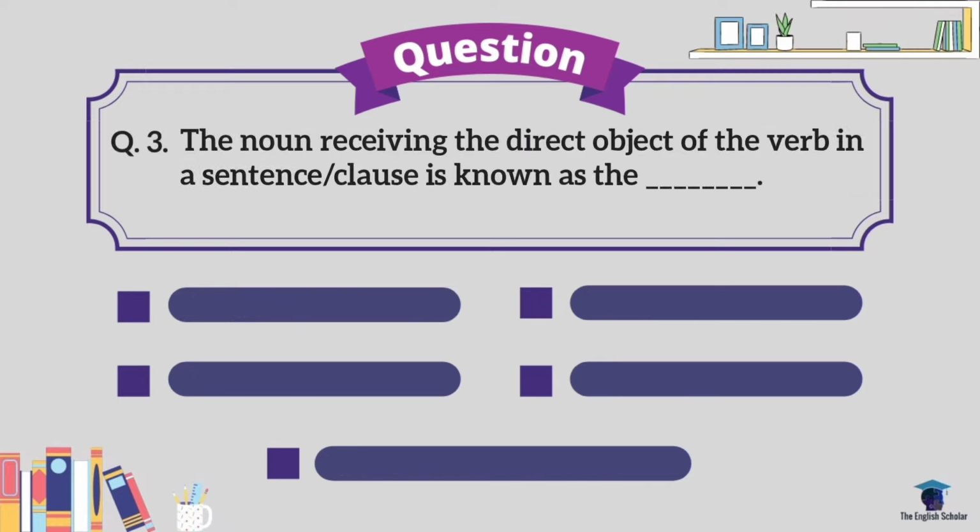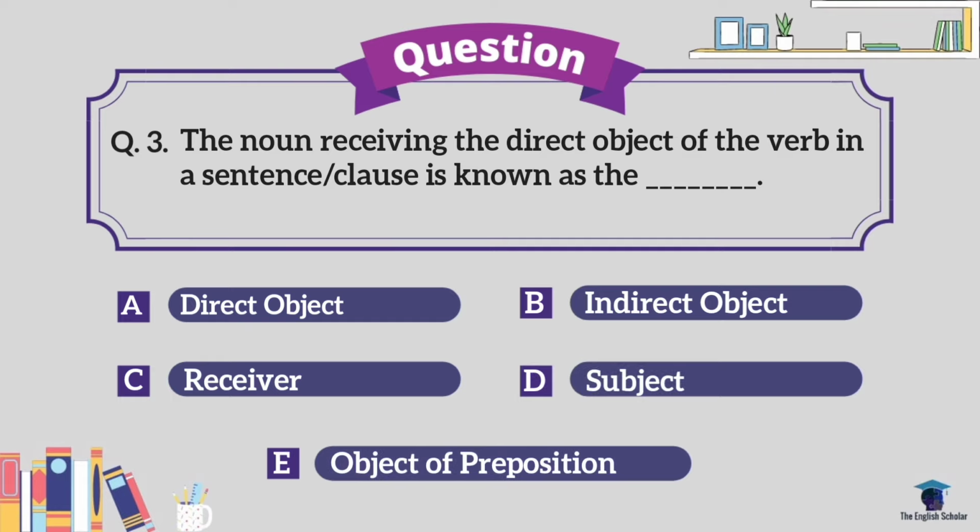3. The noun receiving the direct object of the verb in a sentence or clause is known as the A. Direct object, B. Indirect object, C. Receiver, D. Subject, E. Object of preposition. Your 15 seconds starts now. Time is up. The correct answer is letter B. Indirect object.